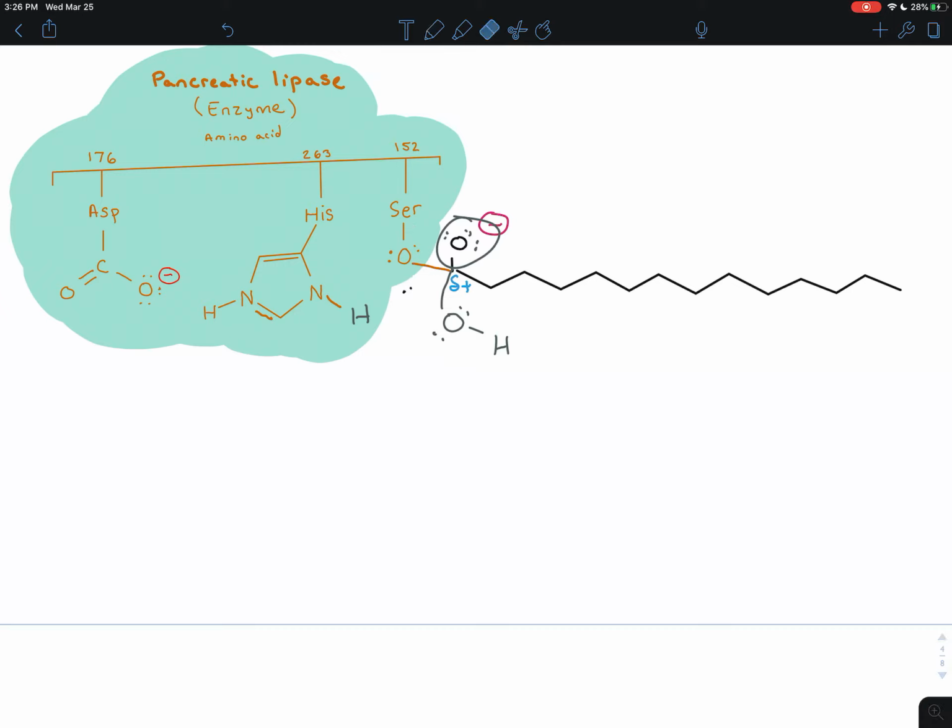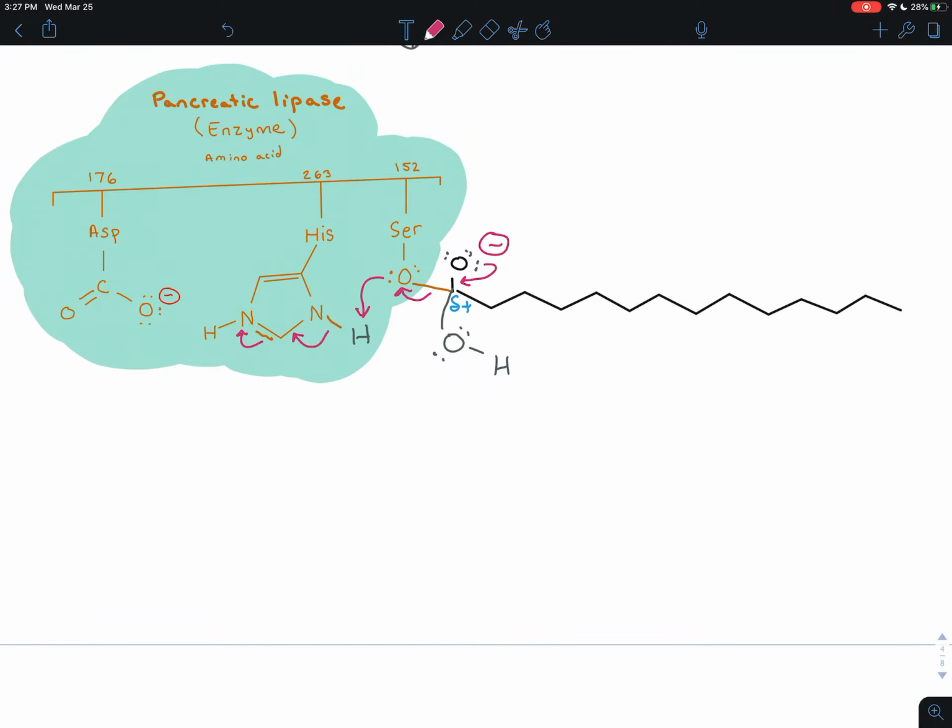So it snaps back down to try to form a bond with it and kicks the best leaving group off. And the best leaving group is going to be the serine oxygen. This is our leaving group now. That would be a bad leaving group all by itself because it would have a negative charge. But to stabilize that, just like before, it steals the hydrogen back from the histidine. The electrons to that form a pi bond again, and then the nitrogen gets its lone pair back.